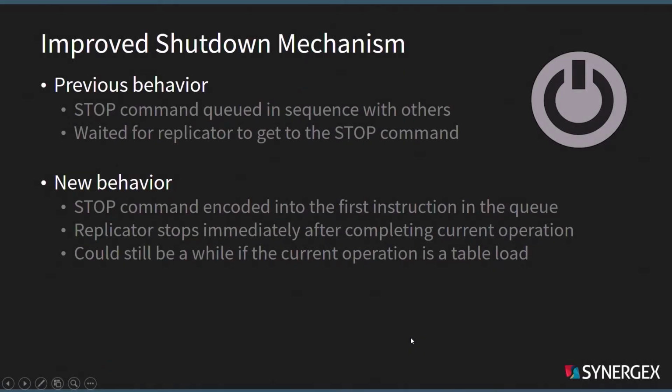There's a new shutdown mechanism if you're using this environment already. In some of the older versions, whenever you told the replicator to stop, it would just write that stop instruction in the normal queue sequence. So the replicator would have to work its way through the instruction queue until it hit that point and then stop. And if there was a lot of stuff in the queue, that could take a while. So what we now do is we encode the stop instruction in whatever the first instruction in the queue happens to be. So the next instruction the replicator encounters will cause it to stop if you tell it to stop. It might not be immediate still because the replicator might be in the middle of doing a bulk load or something like that, so it's not necessarily instantaneous, but it's a lot better than it used to be.